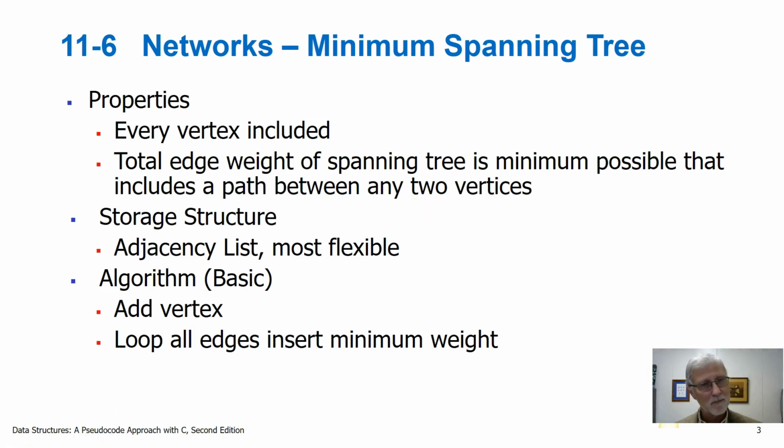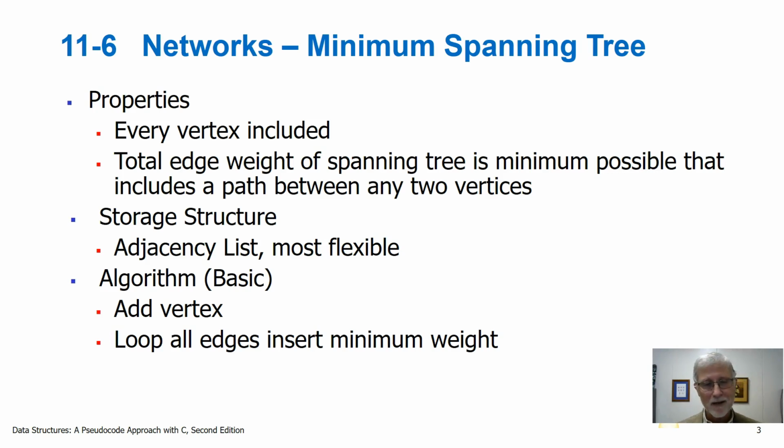Now, a property of a minimum spanning tree is every vertex is included. Nothing's excluded, everything's included. And the total weight of the spanning tree is the minimum possible that includes a path between any two vertices. So it's A to C, whatever the case may be. Now, how would you store that? More than likely, I would do it with an adjacency list, only because it's the most flexible.